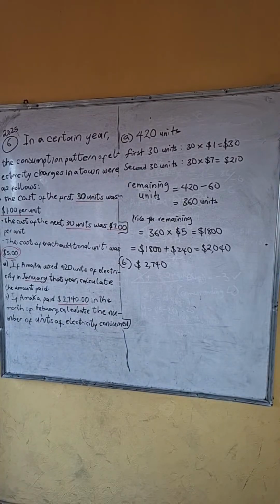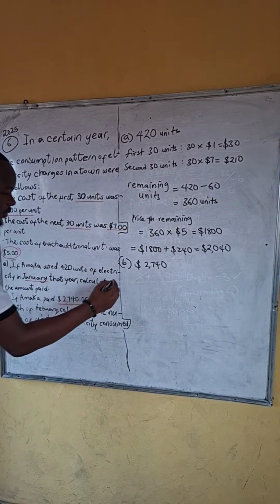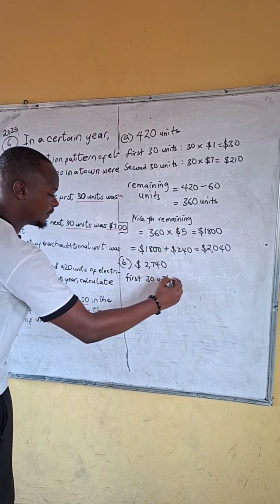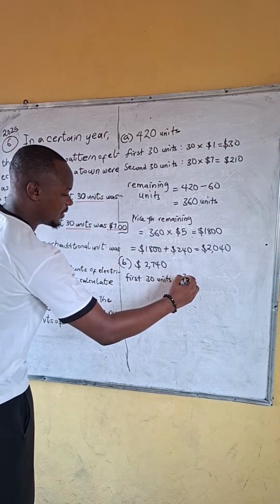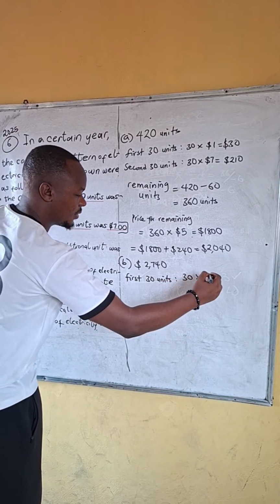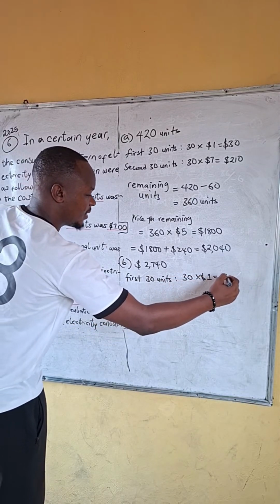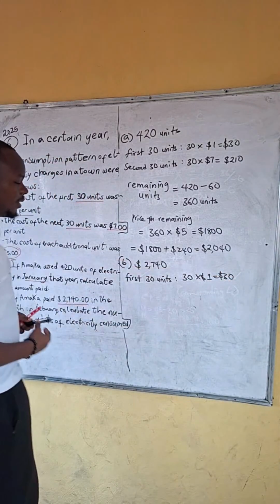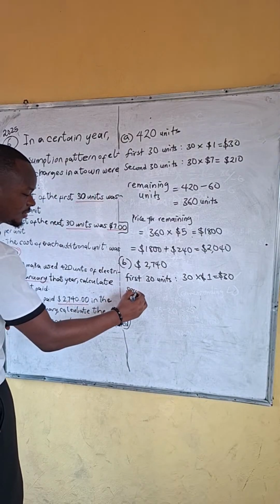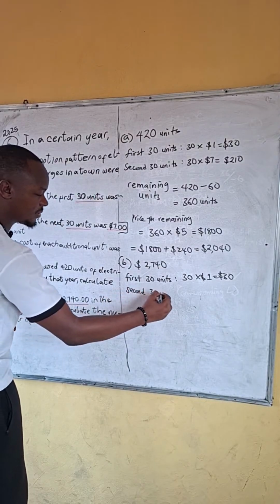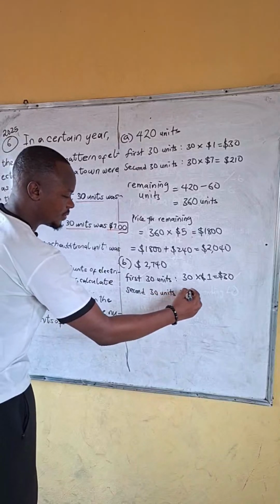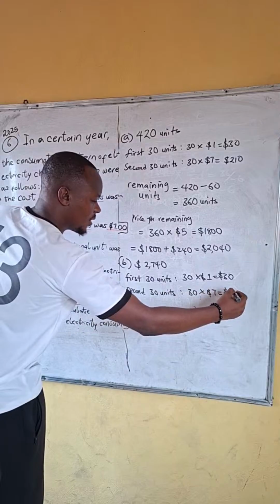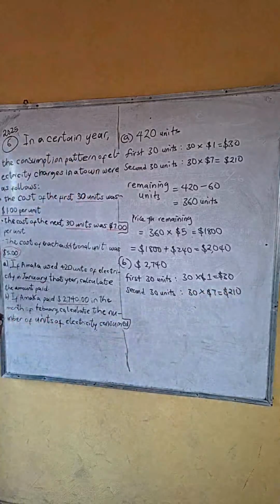All right, now we're going to do the first 30 units. So we know the first 30 units, as usual, will be 30 times $1. That'll be $30. So on the first 30 units, you will spend $30. On the second 30 units, that's 30 times $7. That's $210, right?